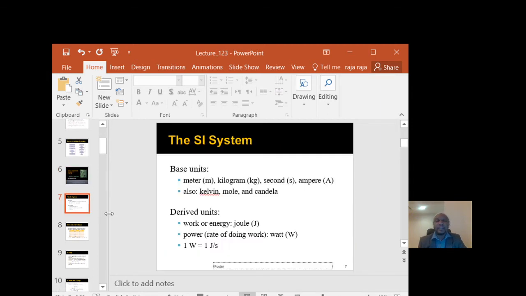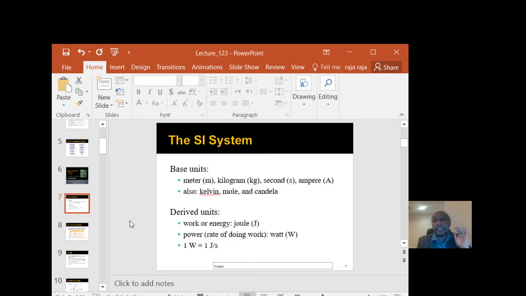The next one, the fundamental units of the system. This one you already studied in physics too, the SI system. We have two kinds of units: one is base units, another is derived units. The base units, for example, are the meter, kilogram, seconds, ampere, and also Kelvin, mole, and candela. These are some of the selected base units I show in my slide, but there are many more.